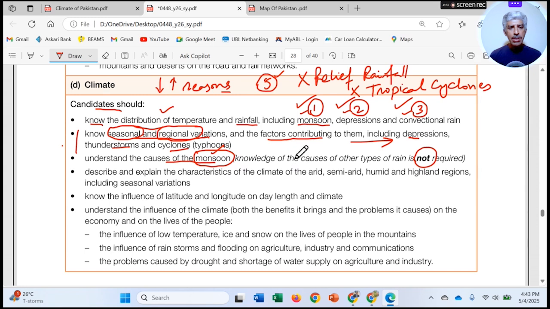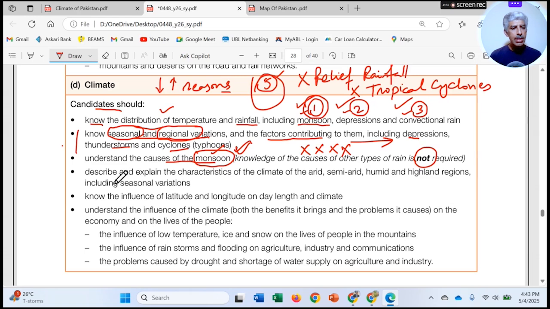How western depressions are created, not required. How convectional currents are created, not required. How relief rainfall is created, not required. How tropical cyclones are created, not required. Only and only monsoon, that's it. So out of these 5 rainfall systems, you should know only the major part of the monsoon rainfall, how it is created, what are its major impacts, and how it affects the economy positively or negatively in any way. But the others are not required.